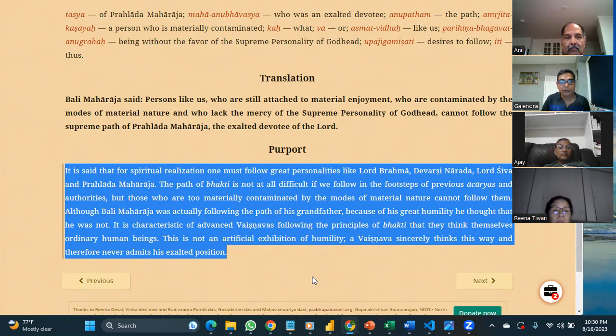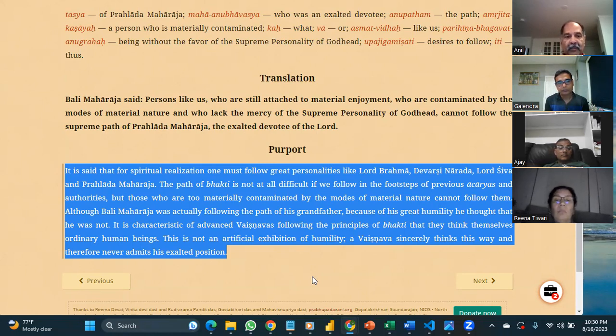It is said that for spiritual realization, one must follow great personalities like Lord Brahma, Devarshi Narad, Lord Shiva, and Prahlad Maharaj. The path of bhakti is not at all difficult if we follow in the footsteps of previous acharyas and authorities, but those who are too materially contaminated by the modes of material nature cannot follow them.